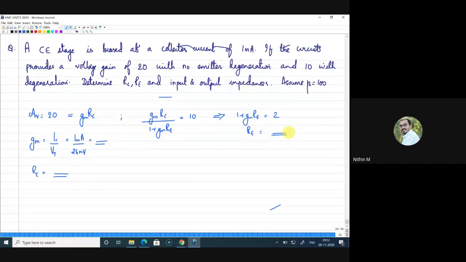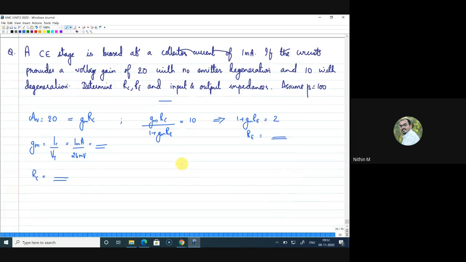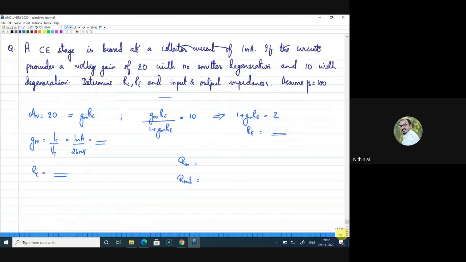Now, input and output impedance, you can write it for both the cases. What is asked is for the degeneration case. So you can write R in and R out. Yeah, so you can solve and let me know the answers.